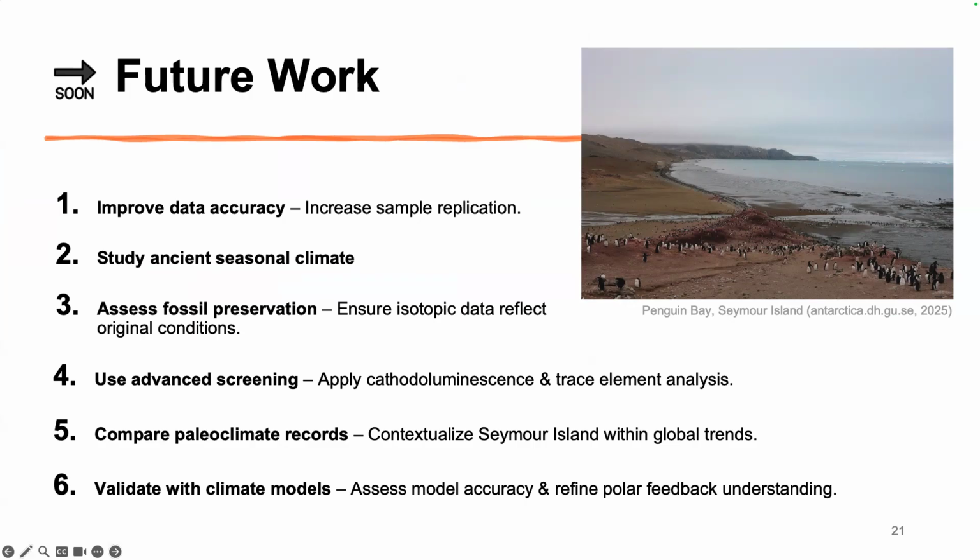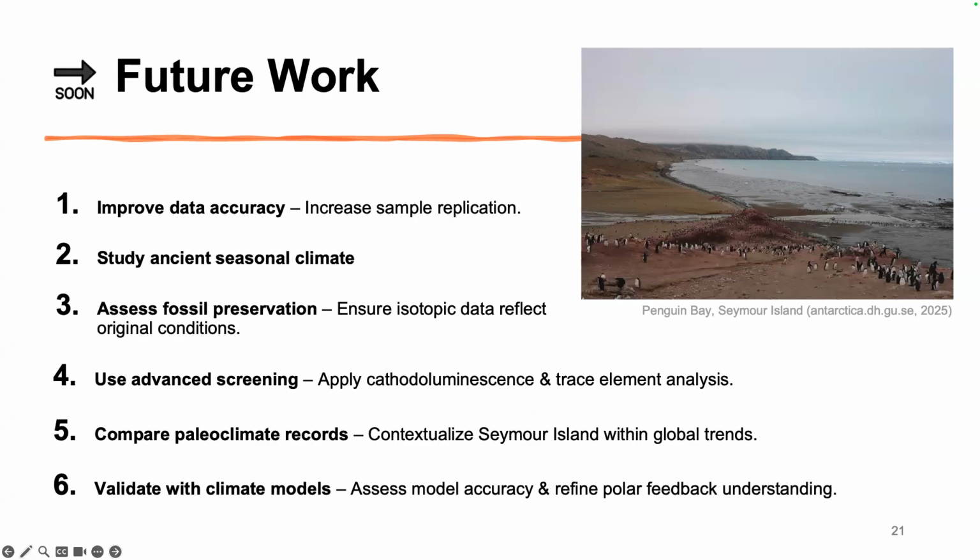A critical aspect of future work involves assessing fossil preservation to ensure that isotopic data accurately reflect the original environmental conditions. Advanced screening techniques such as cathodoluminescence and trace elements will be employed to identify pristine carbonate samples and distinguish primary climate signals from post-depositional alterations.